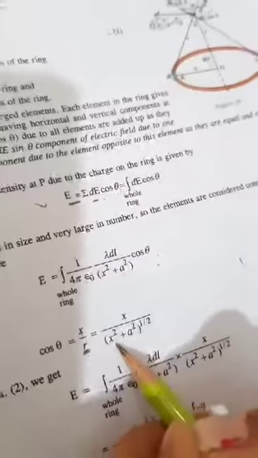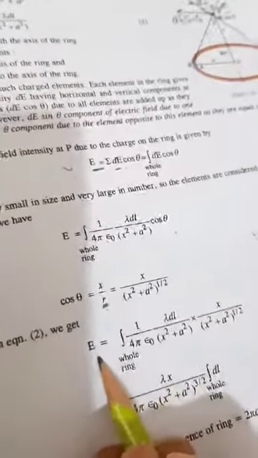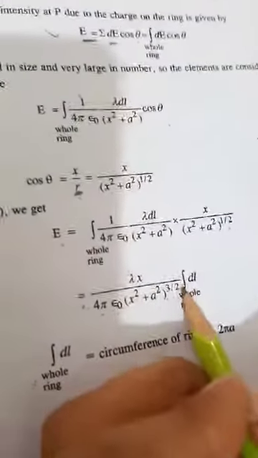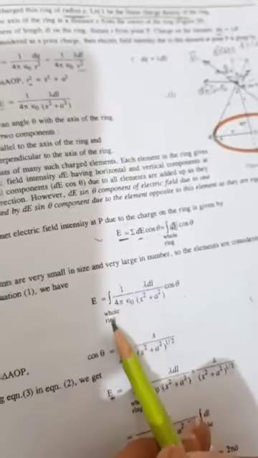From this triangle AOP, find the value of cos theta, that is x upon r. You have already found the value of r, that is x square plus a square under the root, that is raised to the power 1 by 2. Then putting the value, you get the formula of electric field lambda x dl upon 4 pi epsilon naught x square plus a square raised to power 3 by 2. Now here, when you find E, you have the value of dE, that is a small electric field. For E, you have to integrate the whole equation.